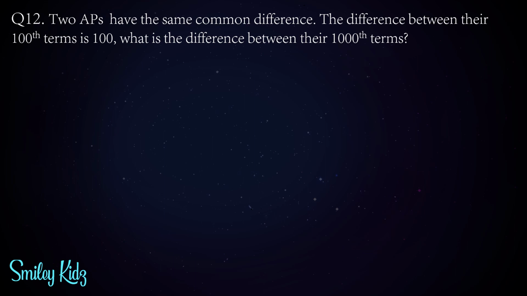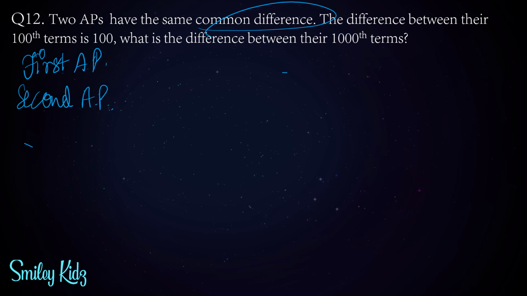Moving ahead, we have a very interesting question over here. Two APs have the same common difference. Okay, let me consider first AP and second AP over here. Alright everyone, now it has been said that they have the same common difference. That means if I take D as my common difference for the first AP, then for the second AP also it's going to be D because they have the same common difference. Then let me assume over here that A1 is my first term of my first AP and A2 is the first term of my second AP.